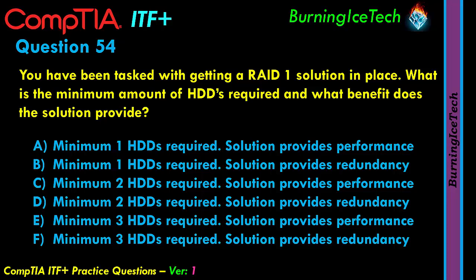Alright, so what's the minimum amount of hard drives required? That's what the question says. We know it's 2. And what benefit does RAID 1 give? RAID 0, folks, gives you performance, gives you speed. RAID 1 gives you redundancy, reliability, fault tolerance, all those fancy words. And RAID 5 gives you speed and redundancy and parity bit. So looking at C and D, which one of those is going to give us redundancy?